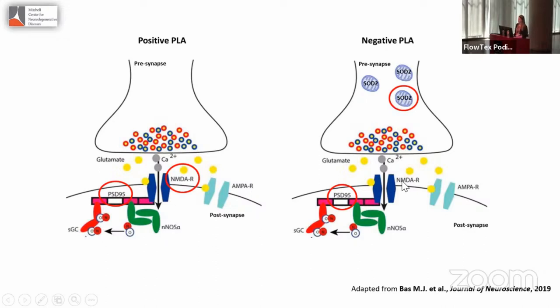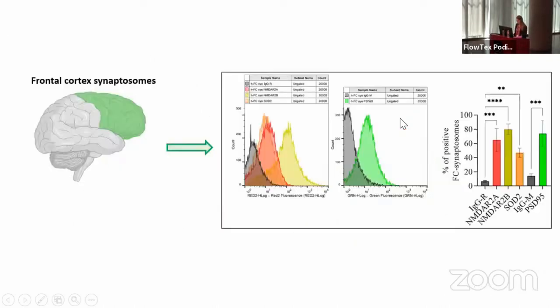On the contrary, our negative control was designed with a postsynaptic protein like PSD95 and SOD2, which is not only presynaptic, but also intramitochondrial. So by definition, they shouldn't interact.